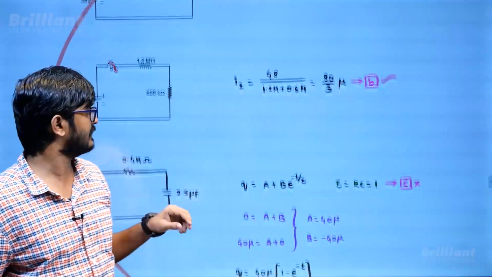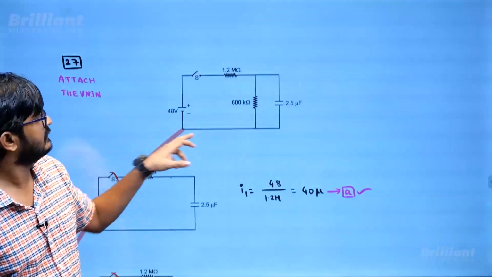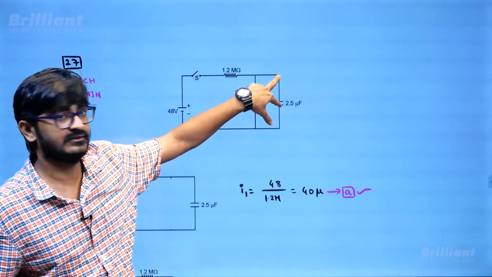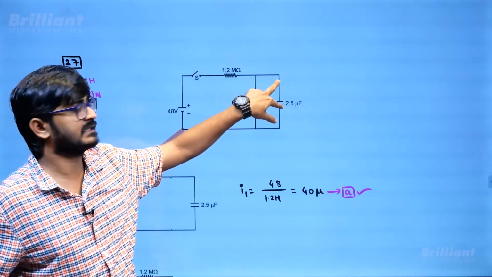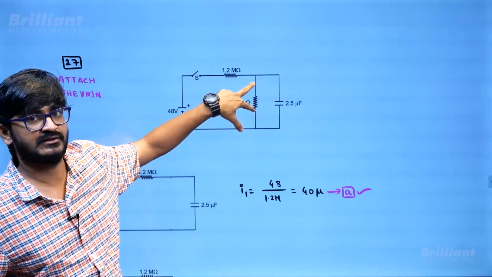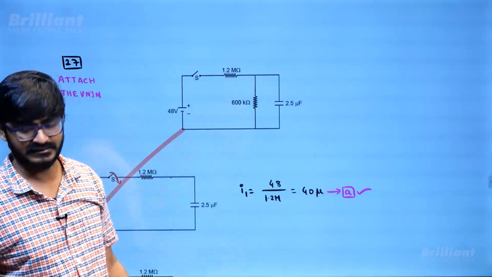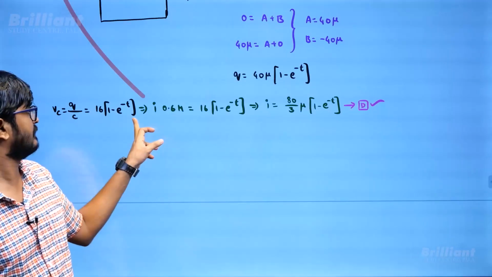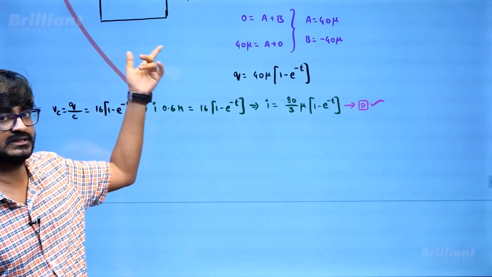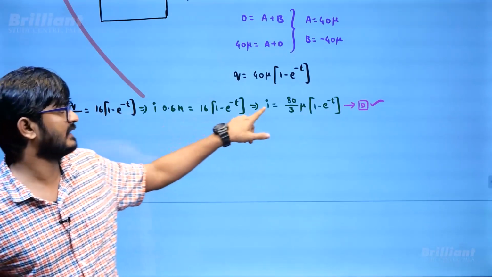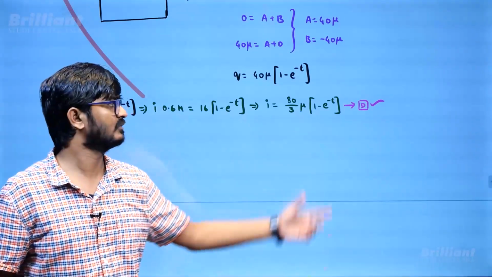Once I get the charge in the capacitor, I will go back to the circuit. So I know the charge across the capacitor, so I can find the potential difference across the capacitor. If I know the potential difference across the capacitor at any time, that is going to be the potential difference across the resistance also. Then I will divide by the resistance. So I can equate that potential to I into R. From there I will get the current in the 600 kilo ohm, right?